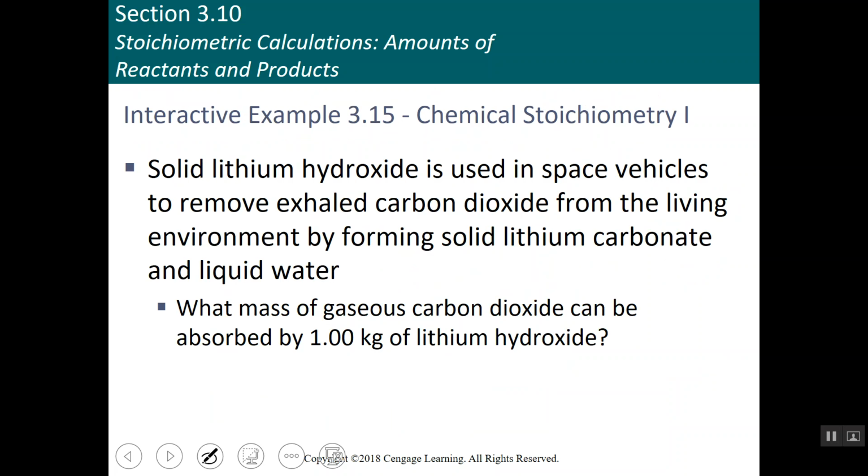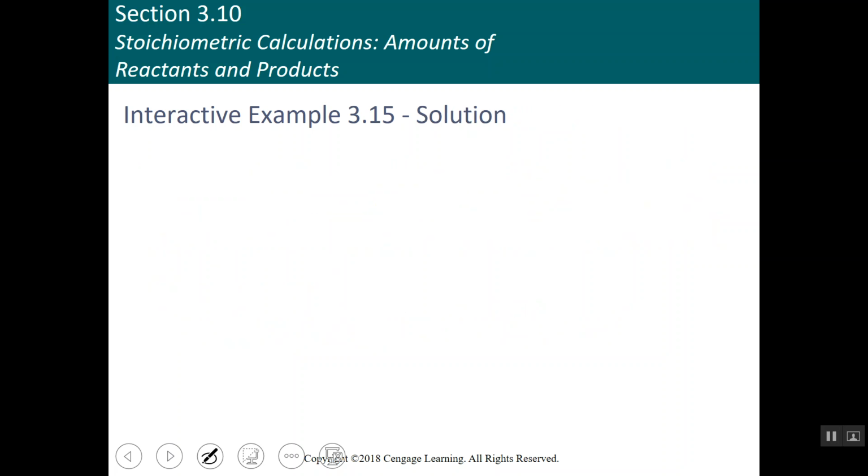So I have some slides here that walk through one problem, the step-by-step problem-solving method that we've kind of looked at before, and then there's a problem that we'll do from scratch. So solid lithium hydroxide is used in space vehicles to remove exhaled carbon dioxide from the living environment. It forms solid lithium carbonate in liquid water. What mass of gaseous carbon dioxide can be absorbed if I have a kilogram of lithium hydroxide? Obviously, this is a very important dilemma for space scientists or astronauts, because if you don't have enough lithium hydroxide, then you're going to fill your atmosphere with carbon dioxide.